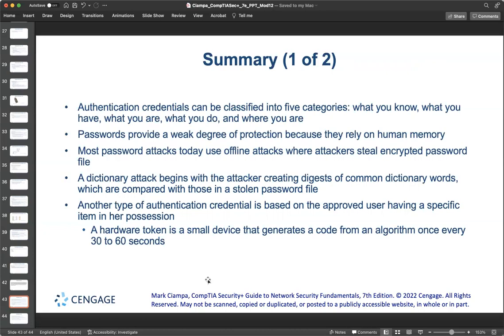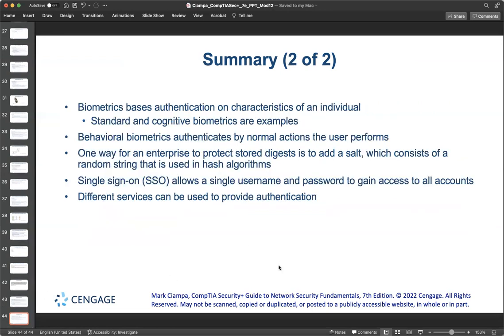Another type of authentication credential is based on an approved user having a specific item in her possession. A hardware token is a small device that generates a code from an algorithm once every 30 to 60 seconds. And we said these days mostly they're at 1 minute. Biometrics base authentication on characteristics of an individual. Standard and cognitive biometrics are the examples we went through. We also talked about behavioral biometrics authentication, which looks at the normal actions of the user, like how they type. One way for an enterprise to protect a stored digest is to add a salt, which consists of a random string that is used in hash algorithms.